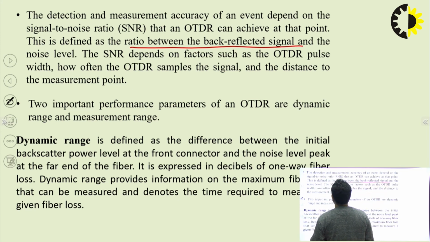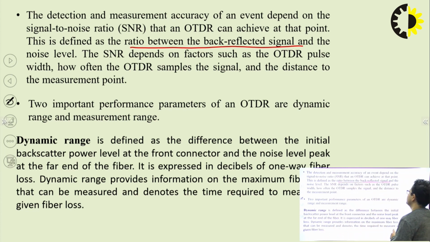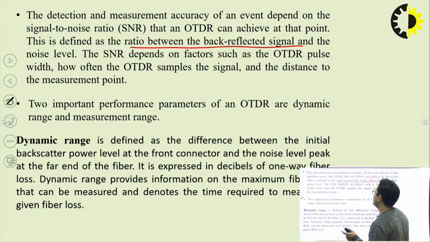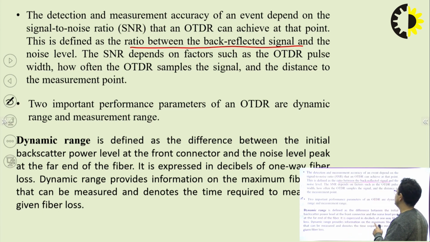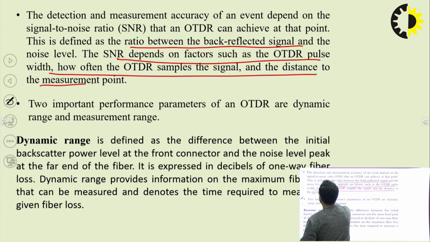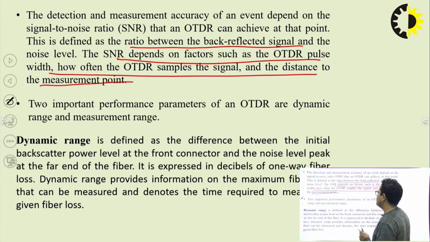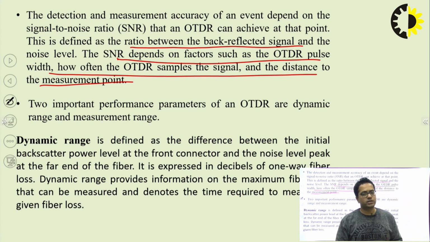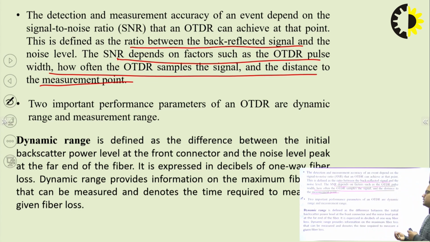So the signal to noise ratio depends on various factors such as the OTDR pulse width, how often the OTDR samples the signal, and the distance to the measurement point. So this SNR depends on all these factors. Now the two important performance parameters for evaluating the performance of your OTDR are dynamic range and the measurement range. Now what is dynamic range and what is measurement range?